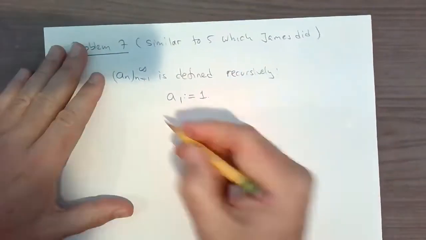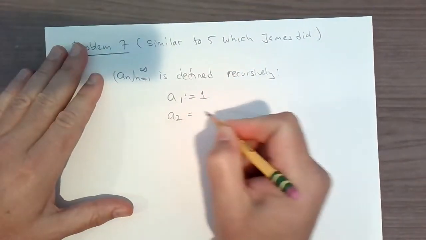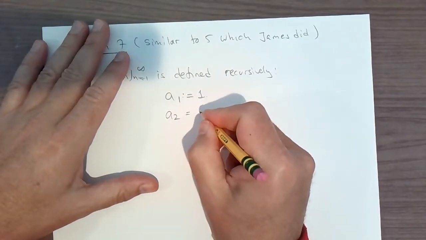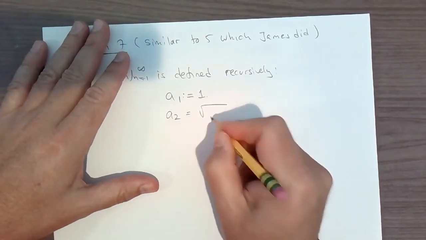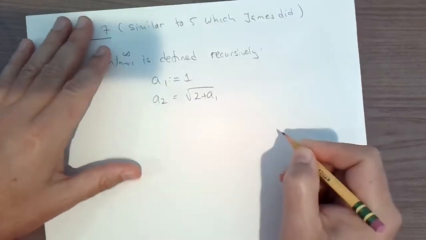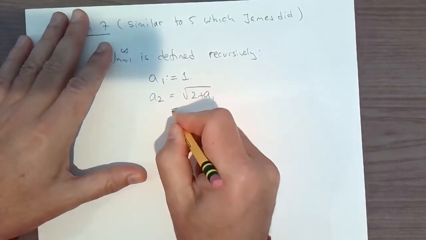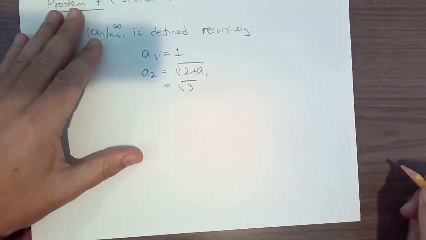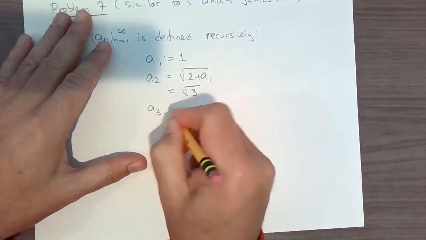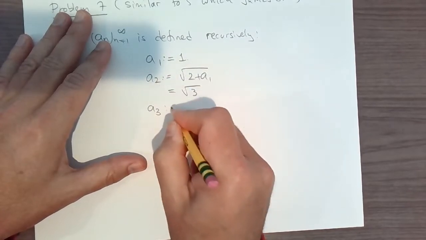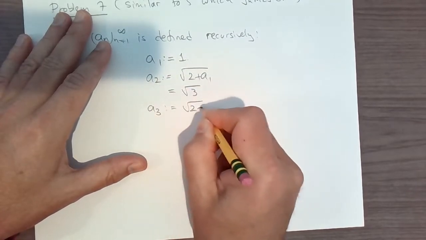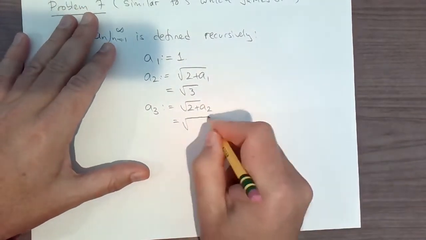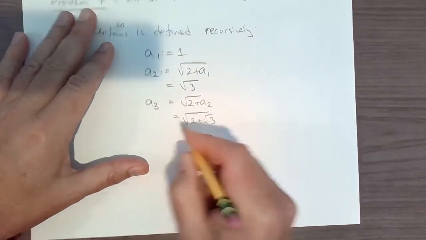So A1 is like that. A2 is equal to, what will it be? The formula says root of 2 plus A1. And then you can plug in. So this is going to be the root of 3. And then you have A3. This is the root of 2 plus A2, right? So that will be the square root of 2 plus the square root of 3, and so on.